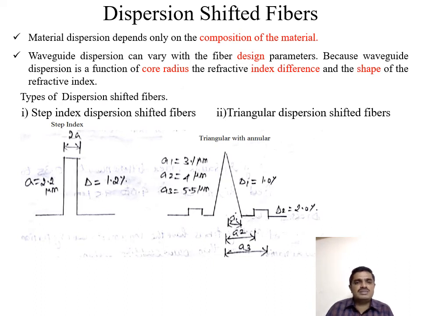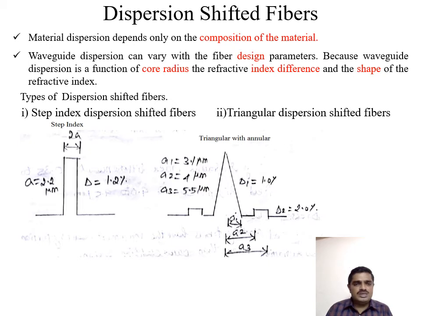Dispersion shifted fibers. Material dispersion depends only upon the composition of materials. Beyond that, we cannot vary anything. Coming to waveguide dispersion, according to our requirement it can be either minimum complex or much more complex. We can easily vary the length of the waveguide and the core radius of the waveguide, and the shape of the profile also we can easily vary.